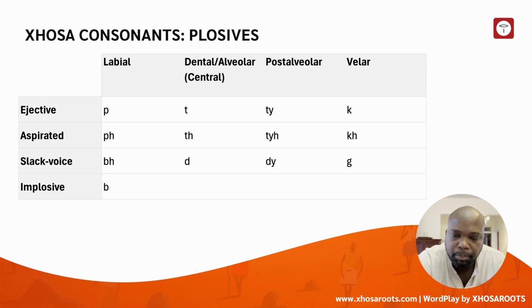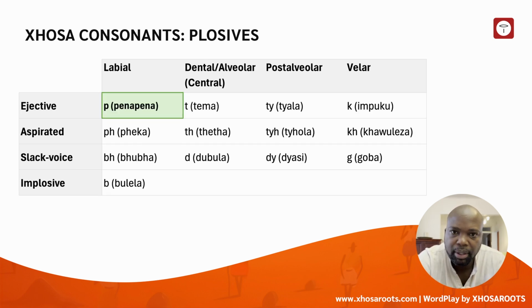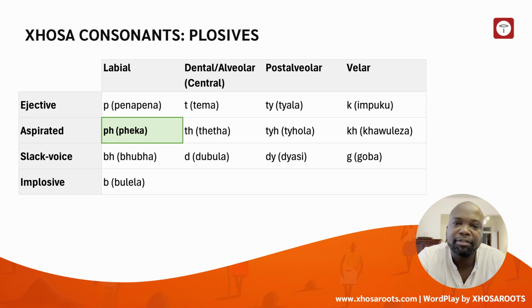First, we have the ejective. An example of that is ukupena pena, the tossing and turning that is a result of someone being afflicted by pain, like when someone grabs their stomach when they're suffering from some sort of ailment. So it's pa, an ejective, pa, pa, pa. And then the aspirated version, pa, as in peka, to cook. Rather, the instructive verb is peka, cook, as an instruction.